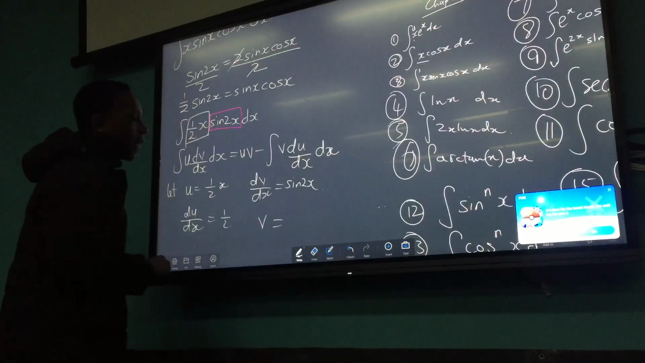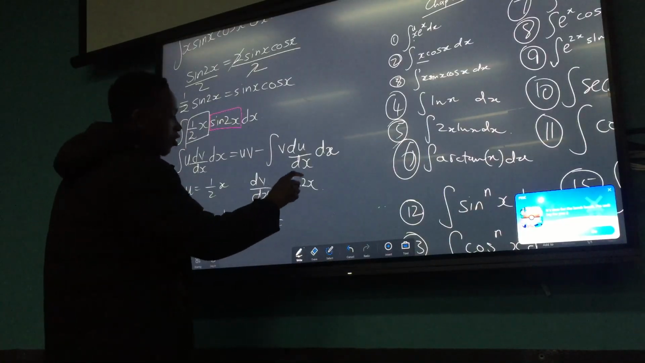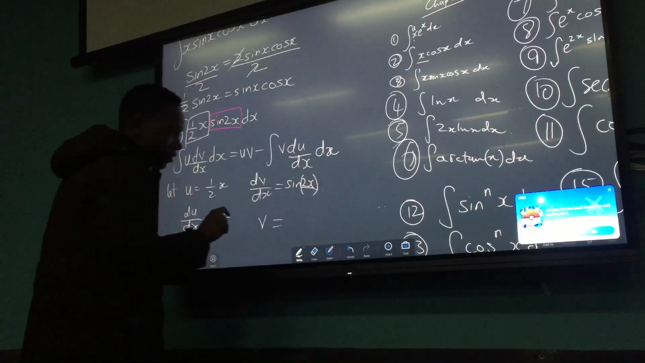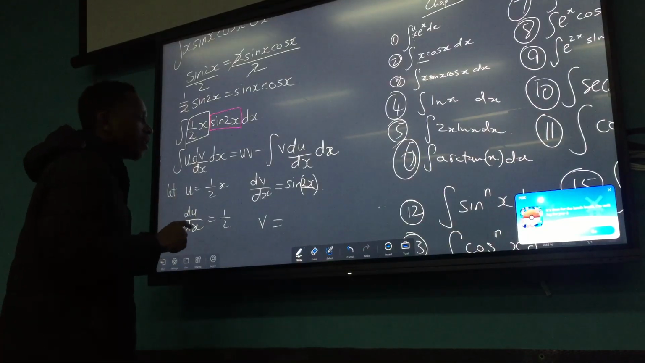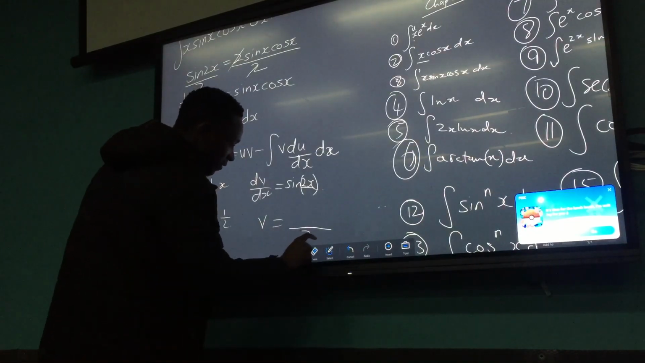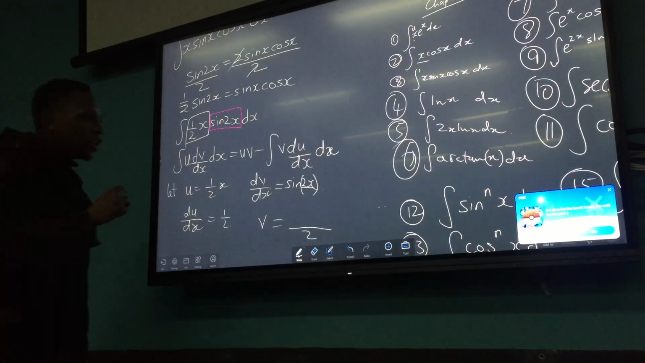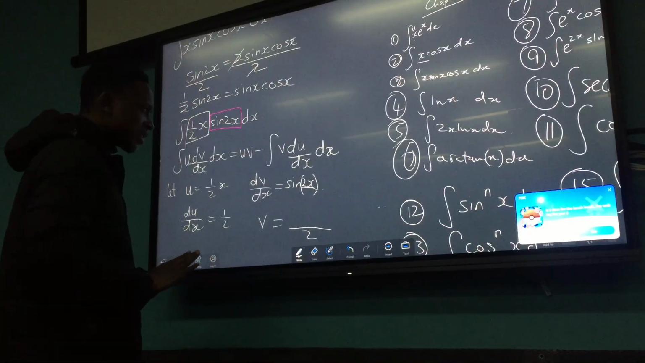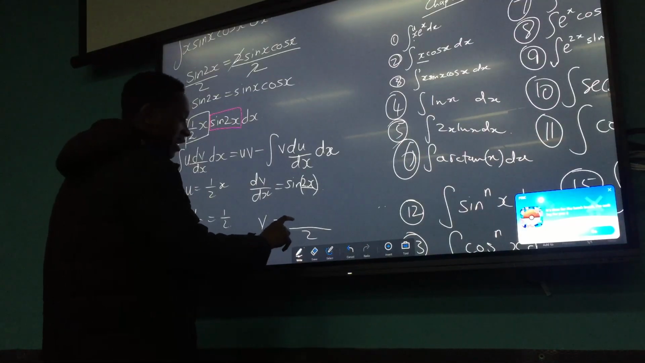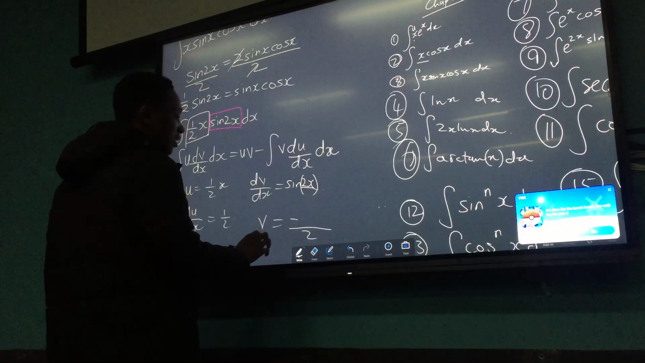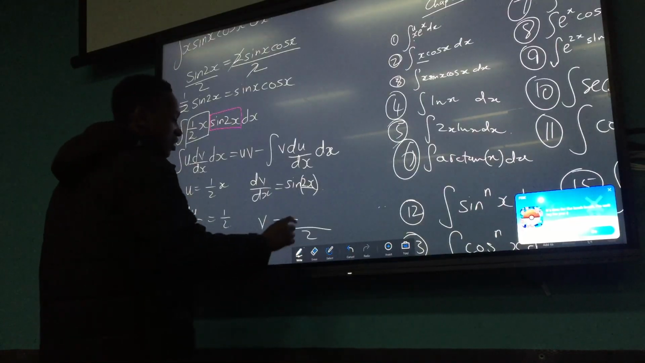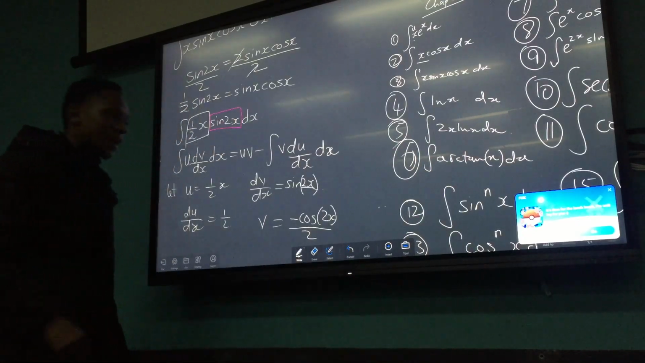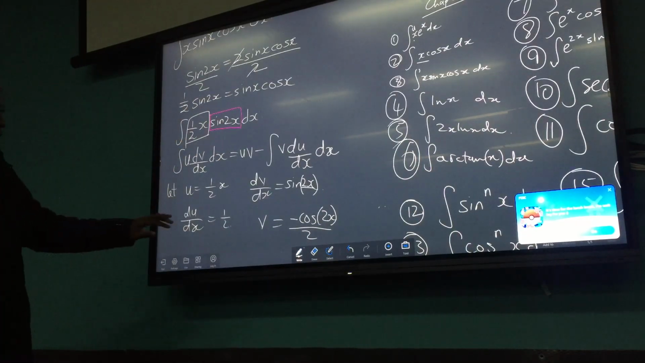So here's what you do when you're integrating something like this. You derive the inside function, right? What do you get? You get 2. You divide by that 2. Then you integrate the outside function, which is sine. So it's just sine, nothing else. As I said in the last example, if you integrate sine, you get minus cos. So here you get minus cos bracket. Then you put back whatever was inside in the beginning. So that's what you're going to have for v.